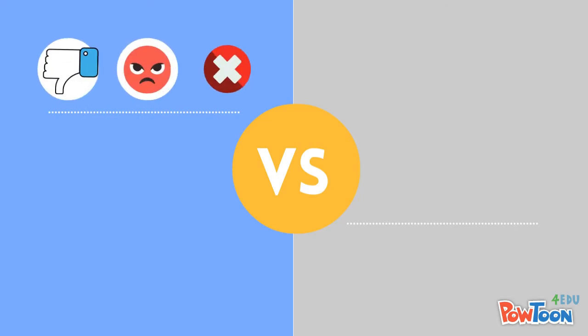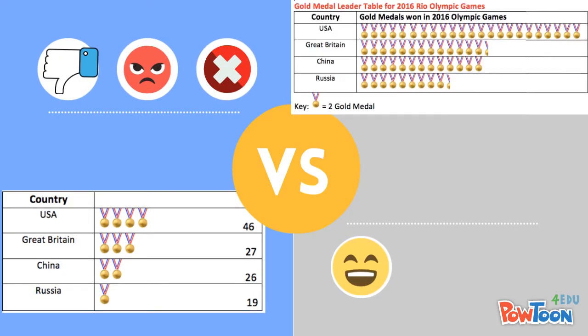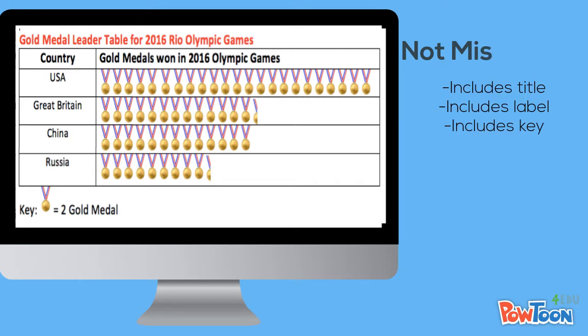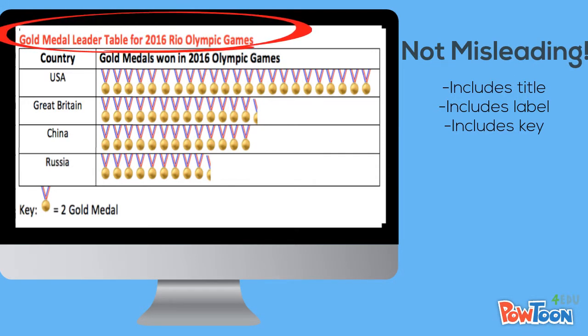Let's have a look at our previous misleading graph in comparison to a graph depicting the same data and is not misleading. We can see how easy it is to correct the common misconceptions of not including labels, titles, and keys and the effect it has on the graph. By adding a title, we can see the pictograph represents the countries that won the most gold medals in the 2016 Olympic Games. The label explains the fact that the medals represent the medals won in 2016. And finally, the key indicates how many medals each medal represents.